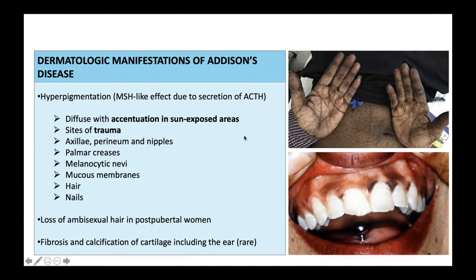So another important entity is Addison's disease. The most prominent cutaneous change is hyperpigmentation because of MSH-like effect due to the secretion of ACTH. This is melanocyte-stimulating hormone. So this is diffuse with accentuation in the sun-exposed areas, and the palmar creases, the axilla, perineum, nipples, and already pigmented sites will become more pigmented. So there's going to be an accentuation of pigmentation in the already pigmented sites, and the mucous membrane, hair, and nails can also be uncommonly involved.